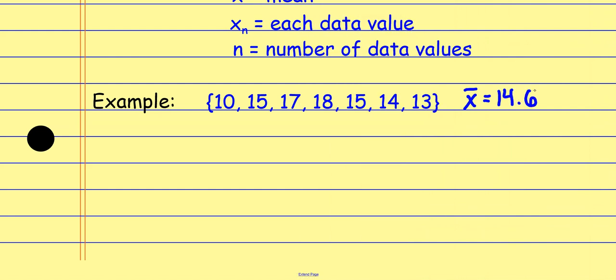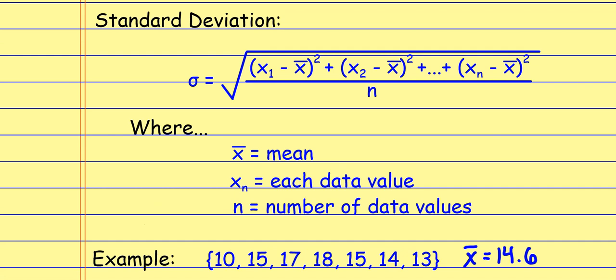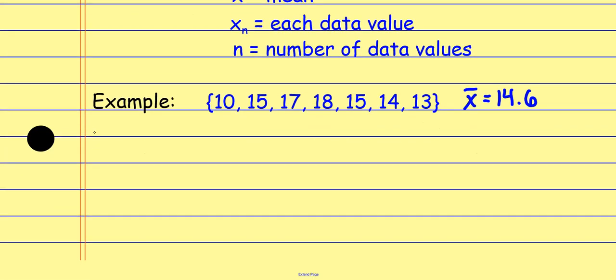So 14.6. And so now here's what the formula says. It says, let me scroll back up, take the first data value minus the mean and square it. So the first data value is a 10. So I take the 10 minus the mean, and then I square it.